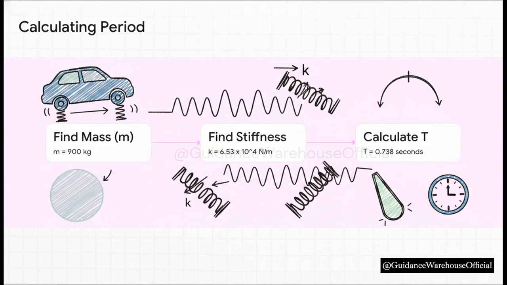Let's take this formula and apply it straight back to our 900-kilogram bouncing car. Step 1, we identify our mass. M is 900 kilograms. Step 2, we find our car suspension's force constant k, which in this example is 6.53 times 10 to the 4th newtons per meter. Step 3, we just plug those numbers right into our formula, calculate it out, and we find that one complete, highly annoying bounce of this car takes exactly 0.738 seconds.